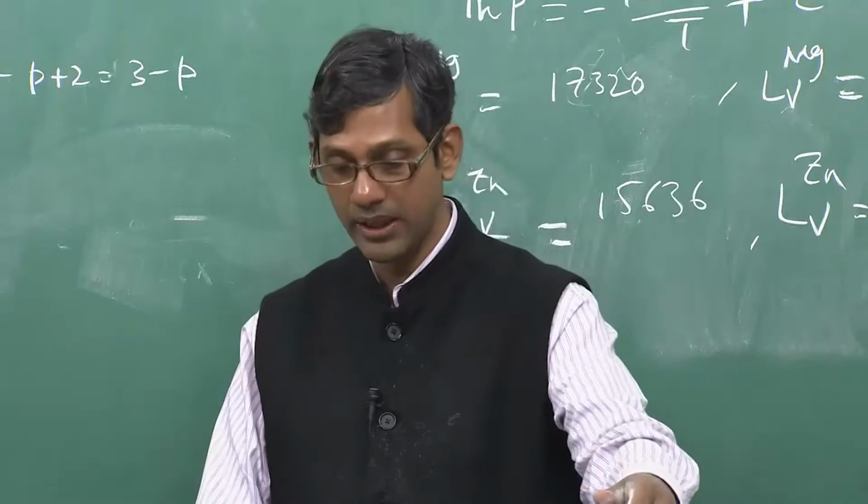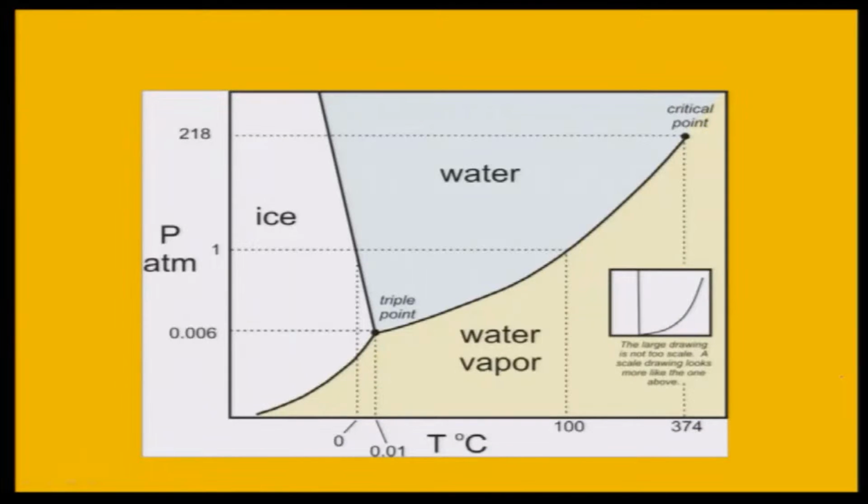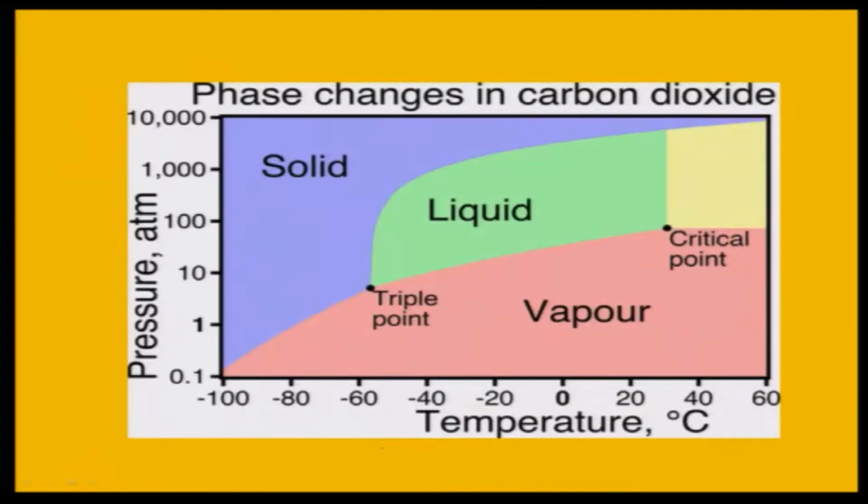Let me quickly show you the actual phase diagram. The actual phase diagram looks like this. This is ice, this is water vapor. You can clearly see this curve has a negative slope because of what I explained, and the others both look like exponential curves actually. The values are given. For the triple point, pressure is 0.006 atmosphere and temperature is 0.01 degrees Celsius.